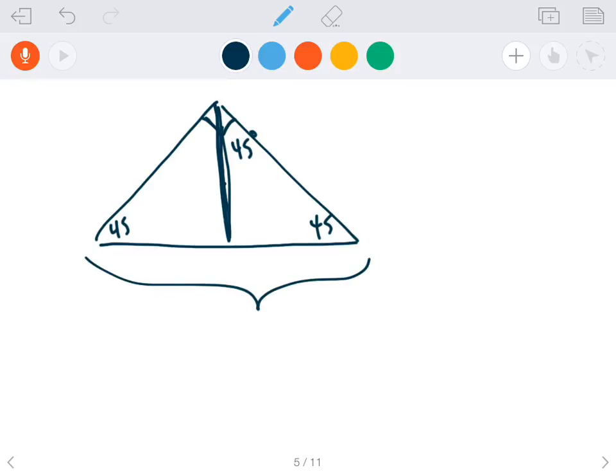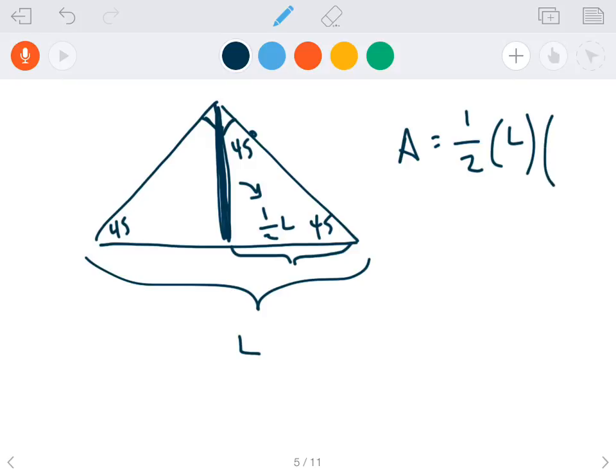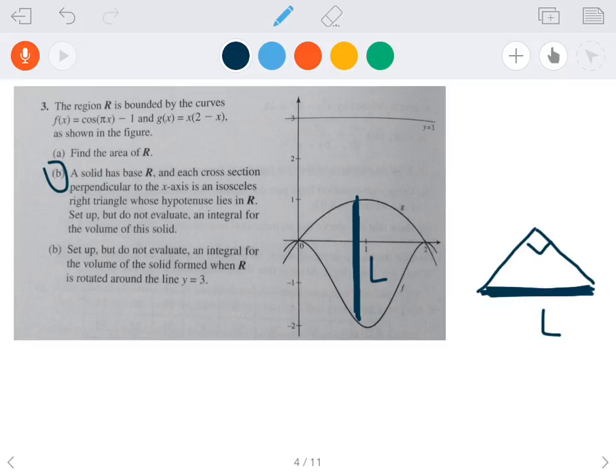If this whole thing was L, then that means that just this length is 1/2 L, which means that this height right here is also 1/2 L. To find the area of a triangle, it's 1/2 the base times the height. And so my area then should be 1/4 L squared. Now what is L? I need to rewrite L in terms of the function. So if I go back and look at my picture here, L could be found by taking the top function minus the bottom function.